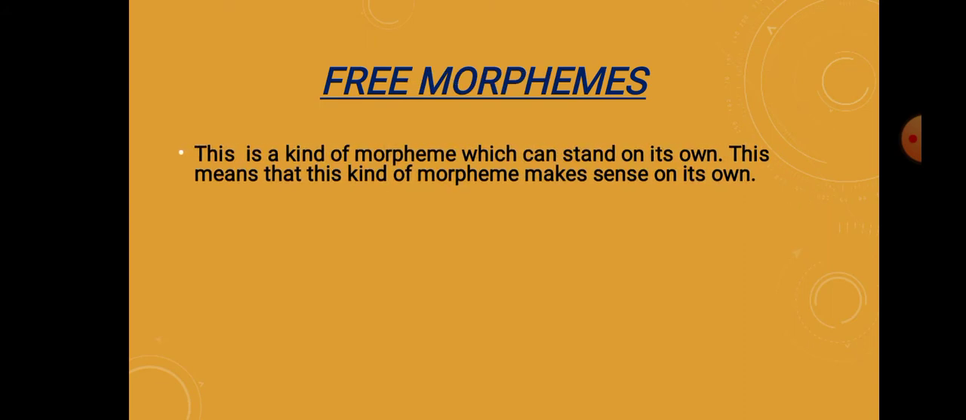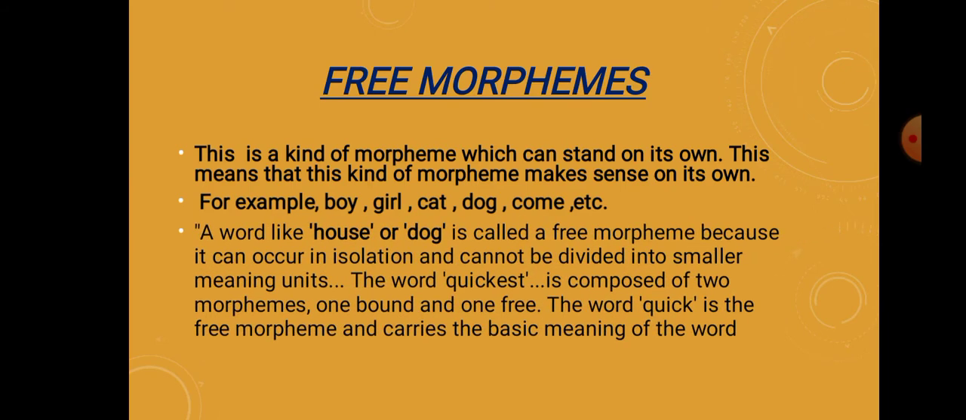A free morpheme is a kind of morpheme which can stand on its own. This means that this kind of morpheme makes sense on its own. For example, we have boy, girl, cat, dog, come, etc. A word like house or dog is called a free morpheme because it can occur in isolation and cannot be divided into smaller meaning units.